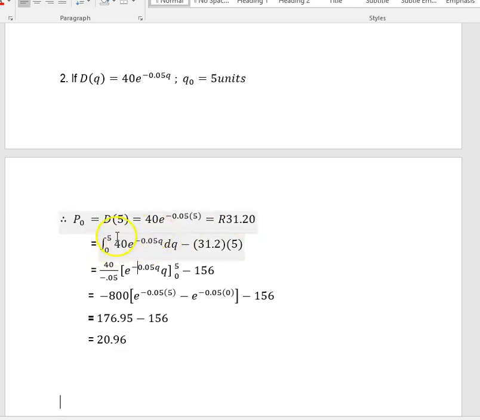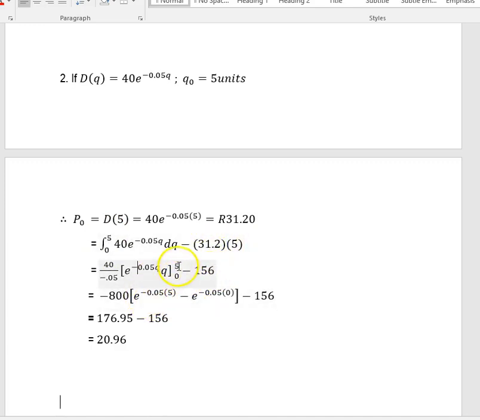It means I differentiate my D of Q, which is the function given, the Q minus price at equilibrium 31 Rand 20 times quantity at equilibrium. In integrating an exponential function, do not forget that we differentiate only the exponent there. If I differentiate that, I'm going to have minus 0.05, and you divide the whole by minus 0.05. That's it there. Don't forget the 40 will be outside the integral sign, and then that is how to integrate. You've already finished integrating like that, and then you have your values of your units from 0 to 5. That's it there. And then if you multiply these two, you're going to have 156.